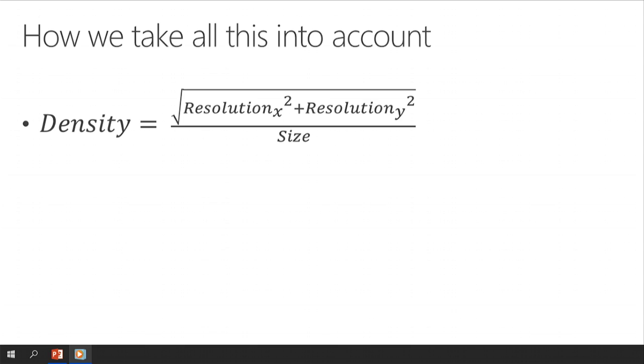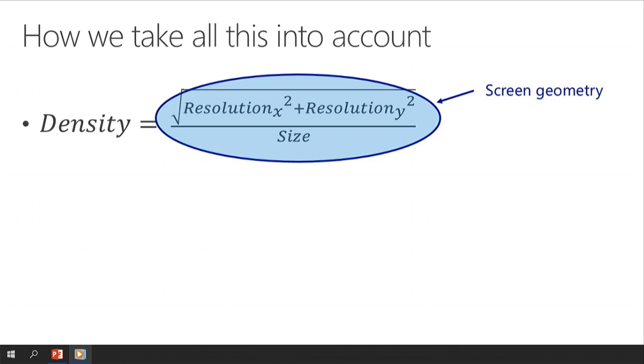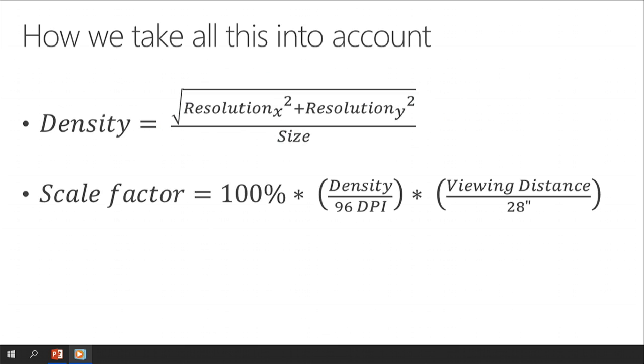And that gives the density, and that comes out in dots per inch, because the resolution in x and resolution in y are both dots, and we end up dividing that by a size. So this all comes from the screen geometry. We can get that information as soon as we see a display plugged in. Now from that, we extract what we call the scale factor.